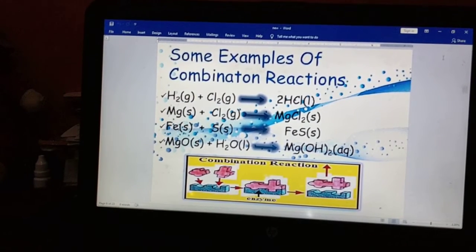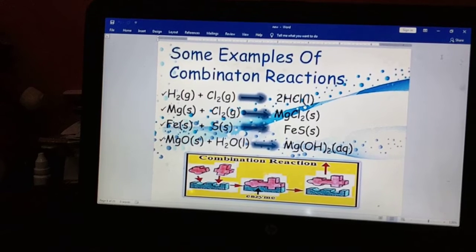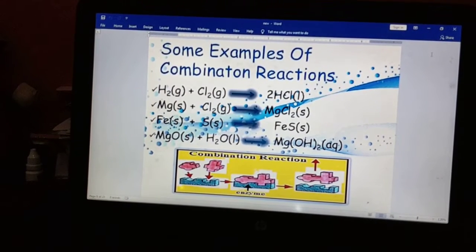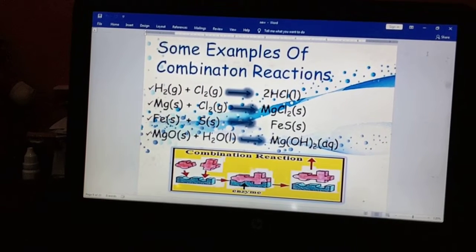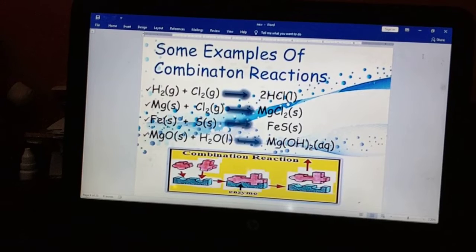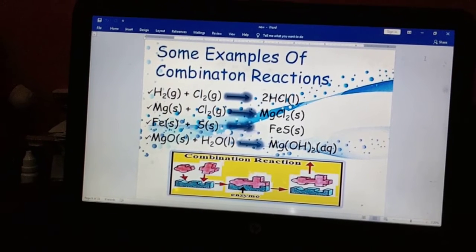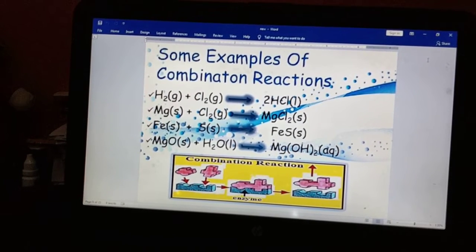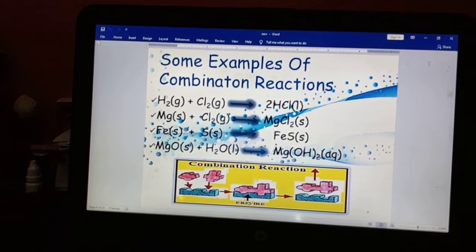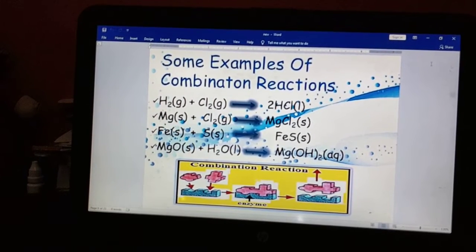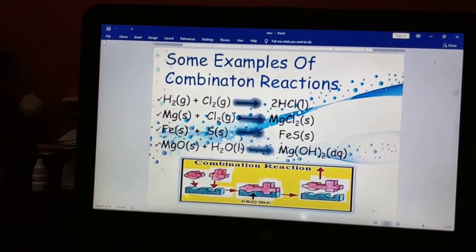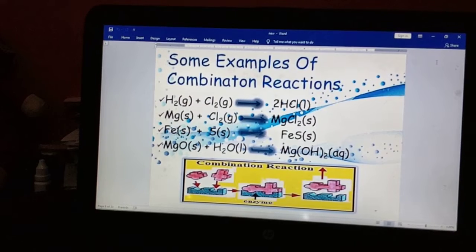Here are some examples of combination reaction. First one is hydrogen plus chlorine become hydrogen chloride. Second one, magnesium plus chlorine become magnesium dichloride. Third one, ferrum plus sulfur become ferrous sulfide, or iron sulfide. Fourth one, magnesium oxide plus water become magnesium hydroxide.